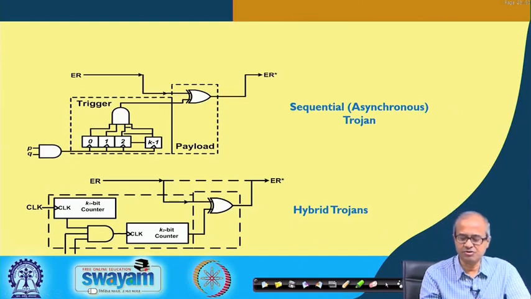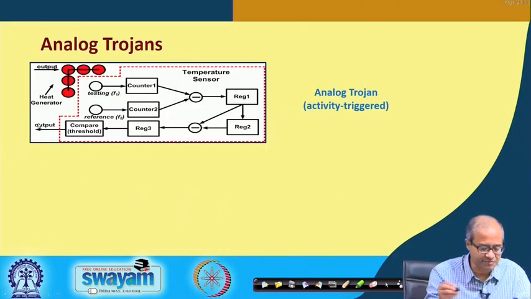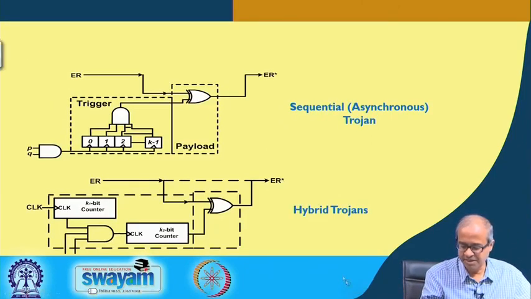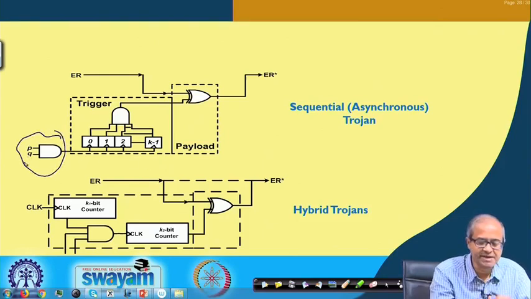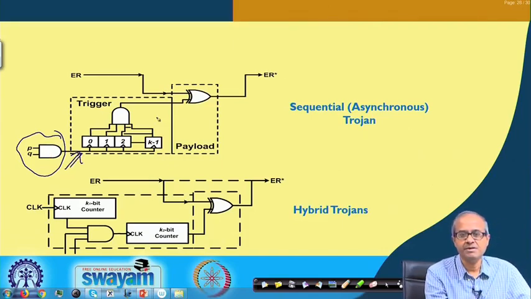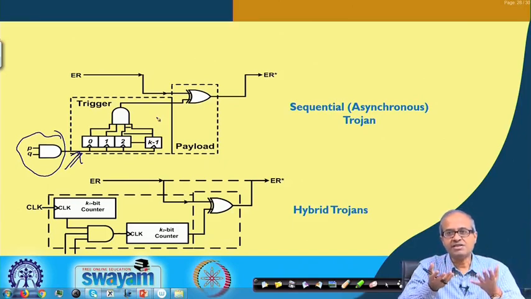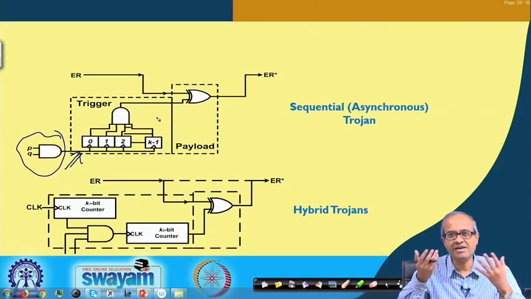There are other kinds also, sequential again, but asynchronous. Instead of a clock, you can have some kind of a gating mechanism, like two signals P and Q, let us say connected to an AND gate, that is connected to the clock of this counter. So, when the clock is coming, that is also unpredictable. Whenever both signals P and Q are 1 and 1, then only one clock will come. So, you really do not know when the Trojan will fire.